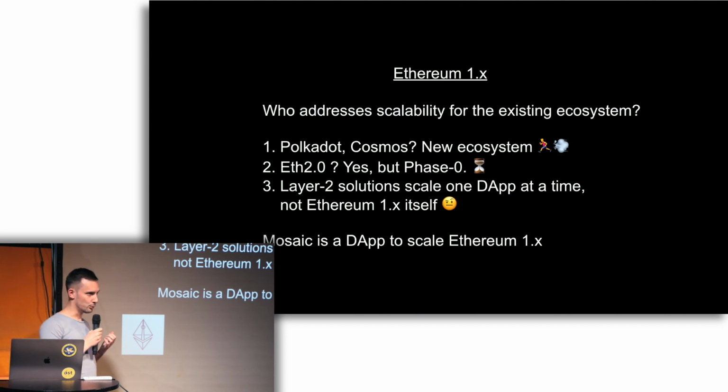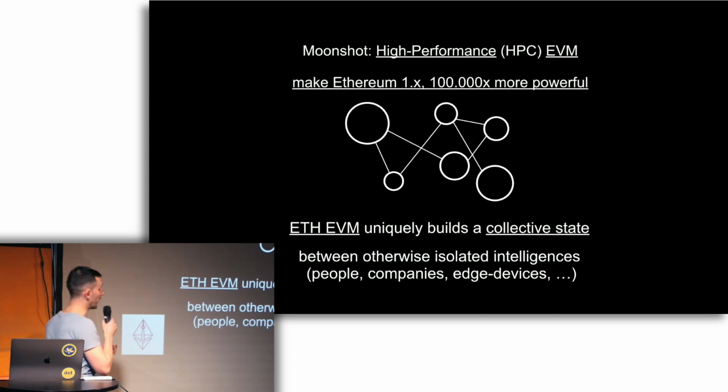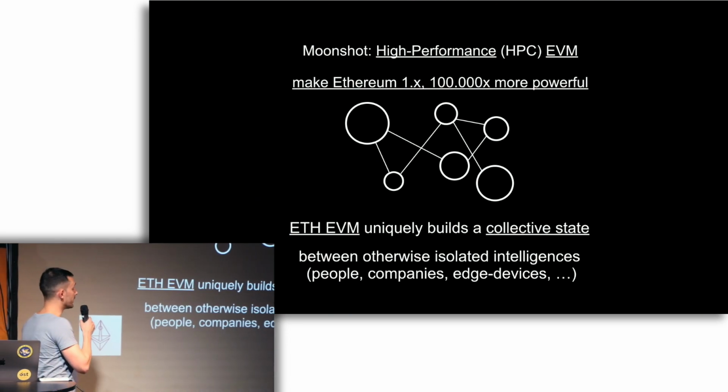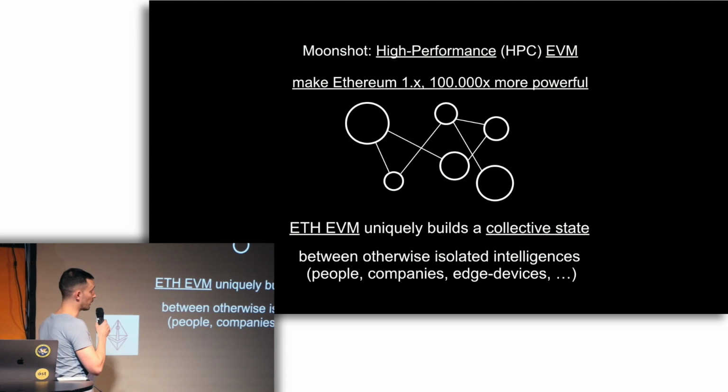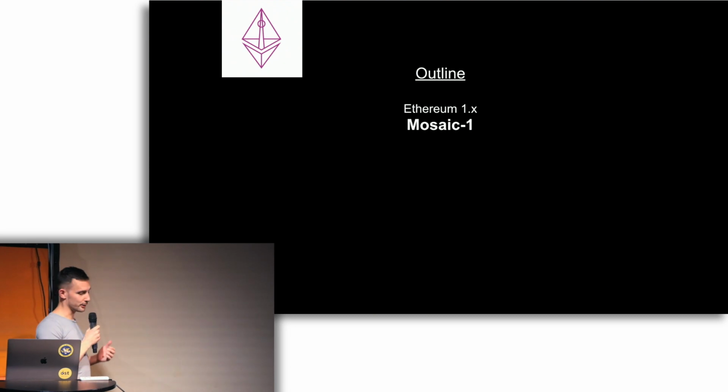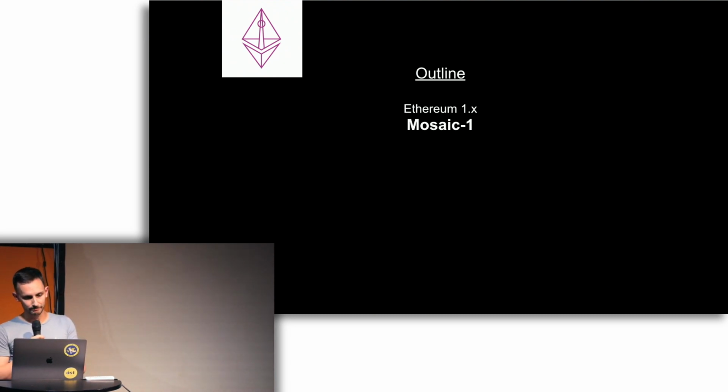They don't aim to even extend the interface. And a lot of them even restrict what's possible back to UTXO transfers, to just token transfers. So that's why Mosaic is a dApp to scale Ethereum 1x itself. And so my moonshot challenge, that we're posing ourselves, but happy to invite anyone to it. Can we make Ethereum 1x 100,000 times more powerful, more efficient? It will still be near 0 efficiency, I acknowledge that, but it's already a lot more power that we'd get. So that's the first part, my short introduction of why I think this is worth trying.